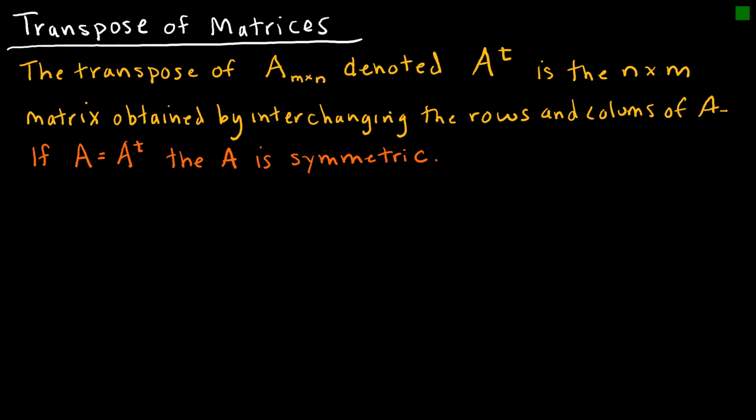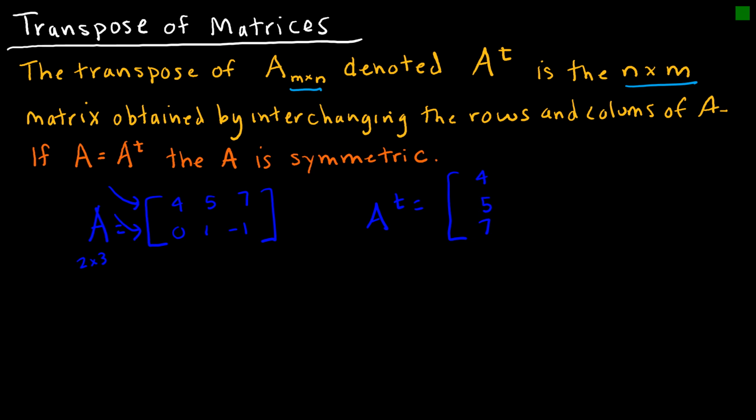The last concept I want to talk to you about in this video is the transpose of matrices. The transpose basically takes an m by n matrix and turns it into an n by m matrix. Should have used different letters there so they didn't sound the same. So let's say A is a 2 by 3 matrix: 4, 5, 7, 0, 1, negative 1. The transpose of A would be taking my first row and instead making it my first column, and taking my second row and instead making it my second column.